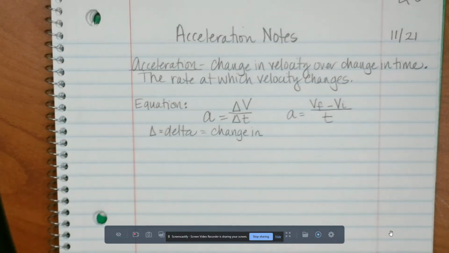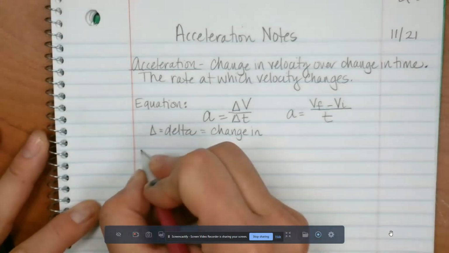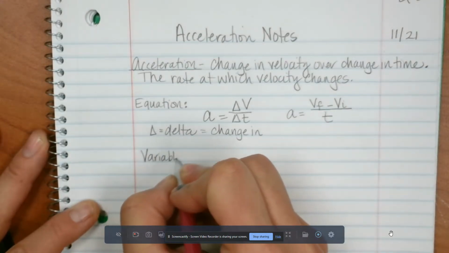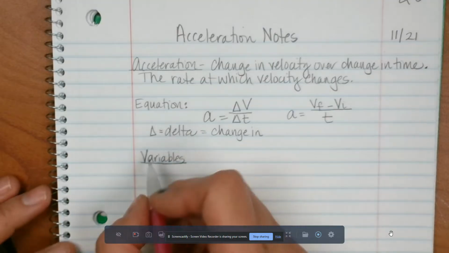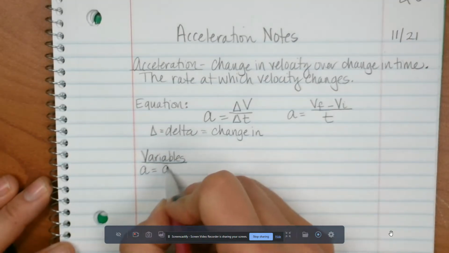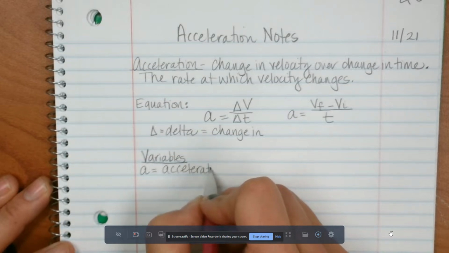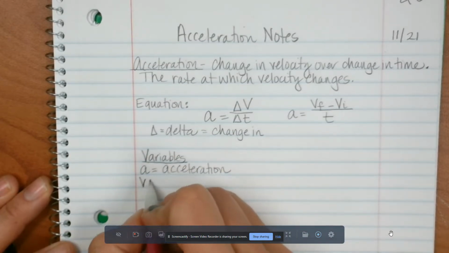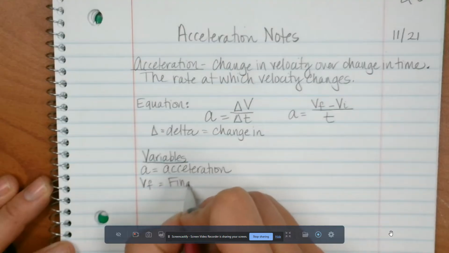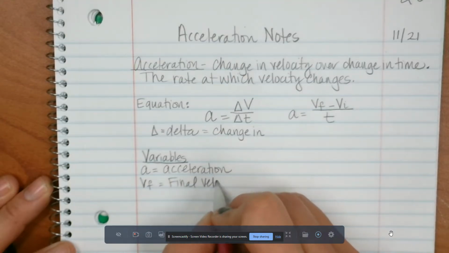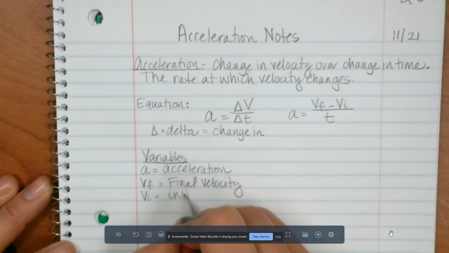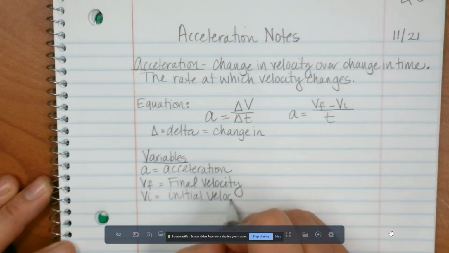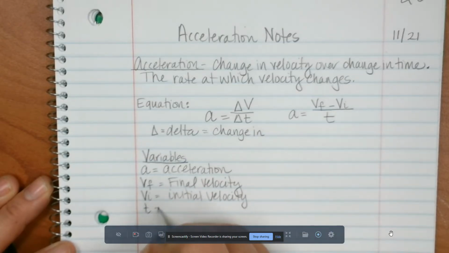You do have to know that there's a change in time. So let's talk about our variables. And our variables are all of these letters that represent the different terms. So A, lowercase a, is acceleration. VF is our final velocity. VI is our initial velocity. And T equals time.